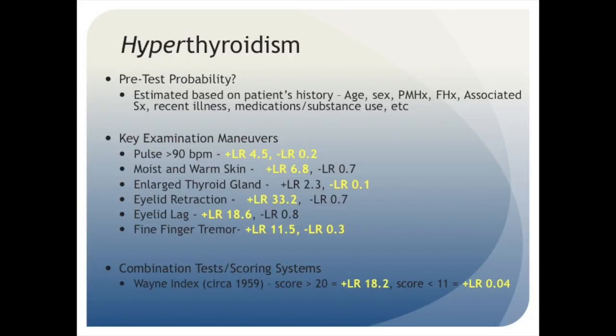And I want you to know that almost all of the data for these physical exam findings, which are pretty compelling, come from essentially one big study of about 880 patients. So a pretty robust data set, even though it's only one study.